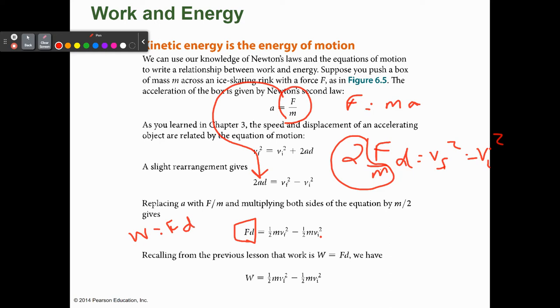So we derived an equation for work based on speed and mass because of the other equations that we learned earlier. Okay. So you're not necessarily going to have to know how to derive equations, but it just gives you a little explanation of how we get to the equations that you're going to have on your test.